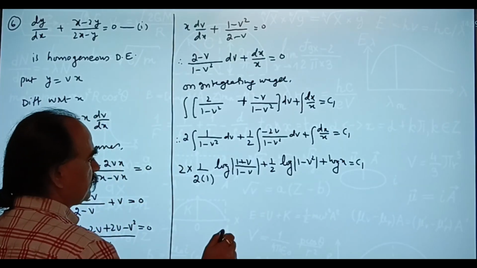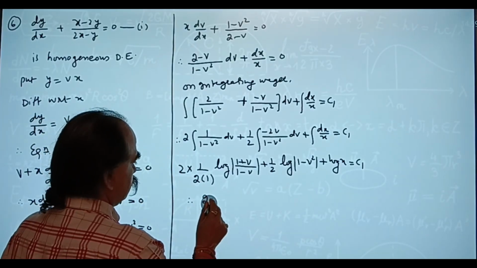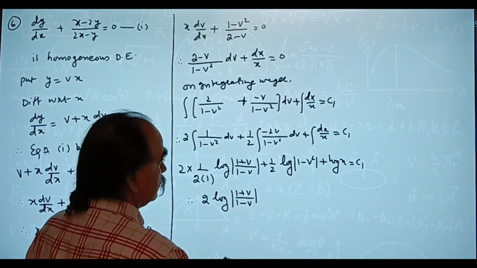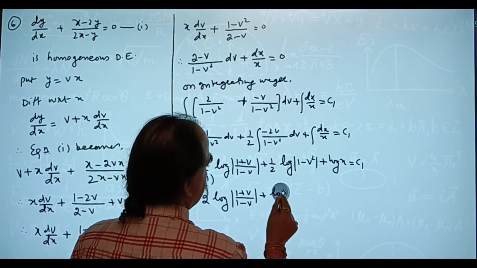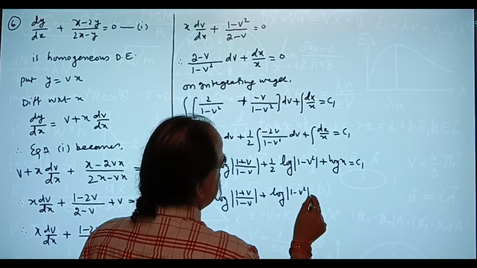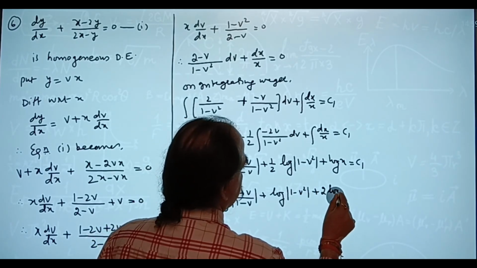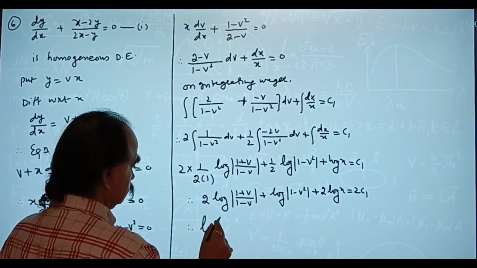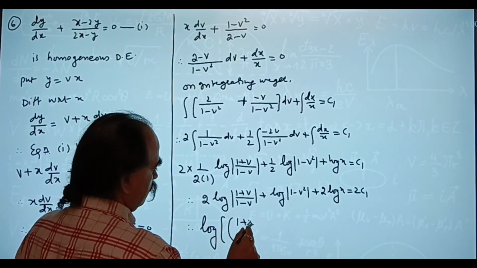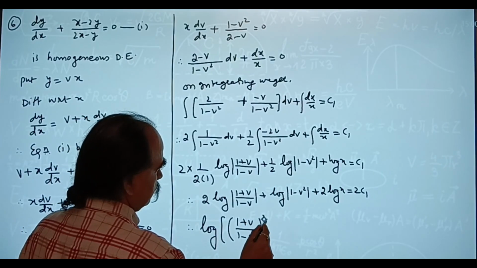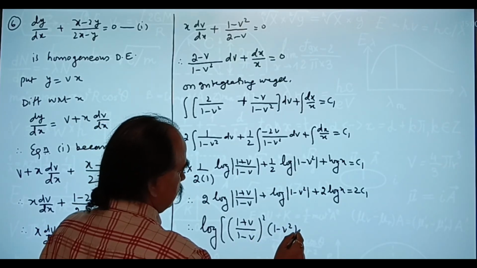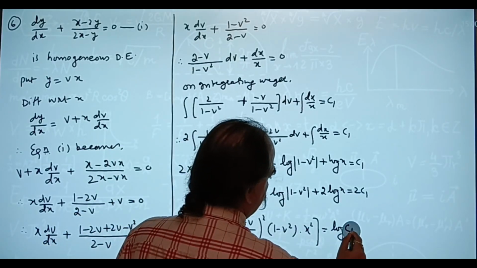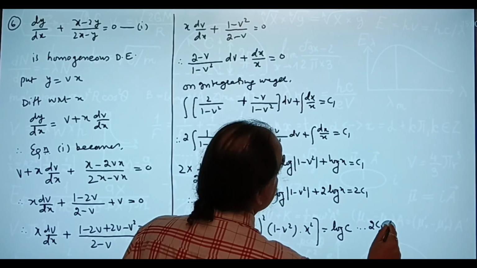Two will get cancelled. Multiply 4 by 2. So 2 log (1 plus v upon 1 minus v) plus log (1 minus v square) plus 2 log x is 2c1. So (1 plus v upon 1 minus v) square into (1 minus v square) into x square is log c. 2c1 is equal to log c.